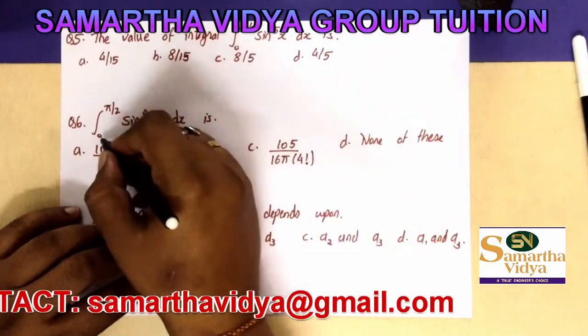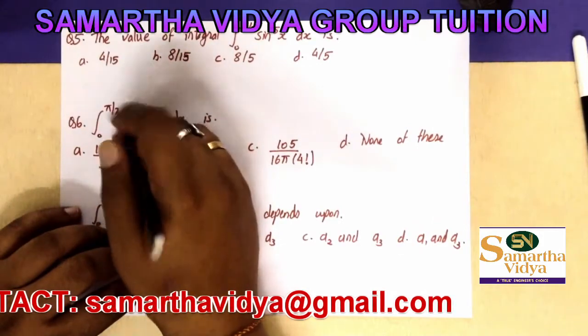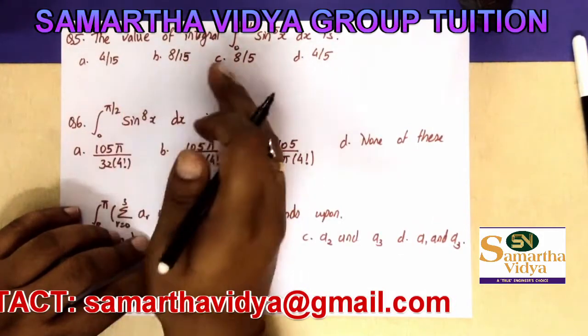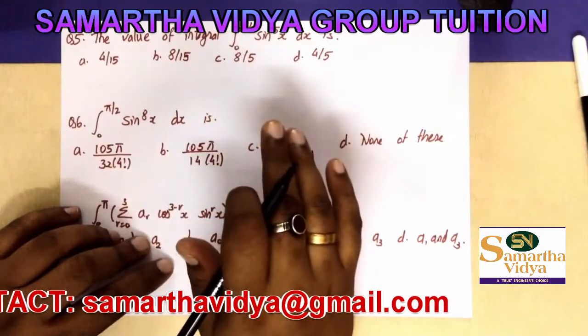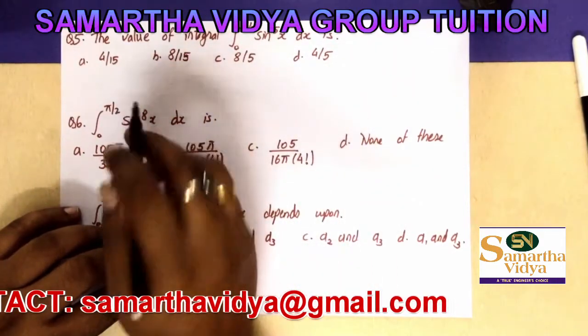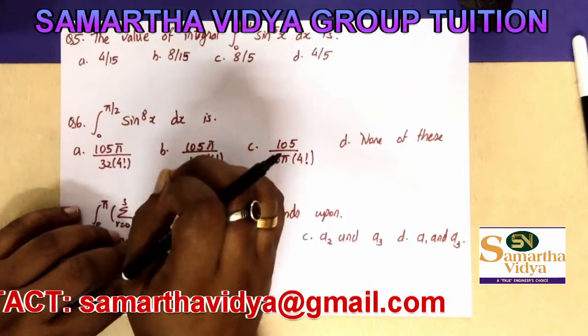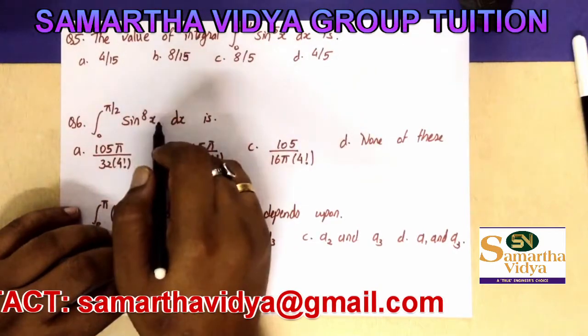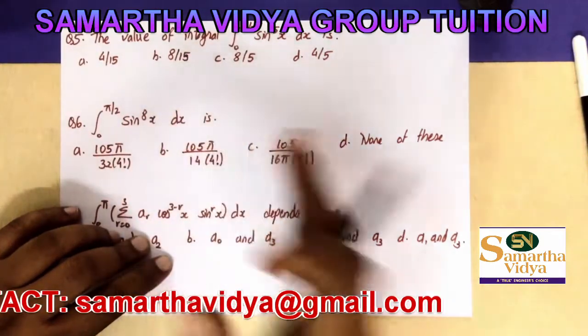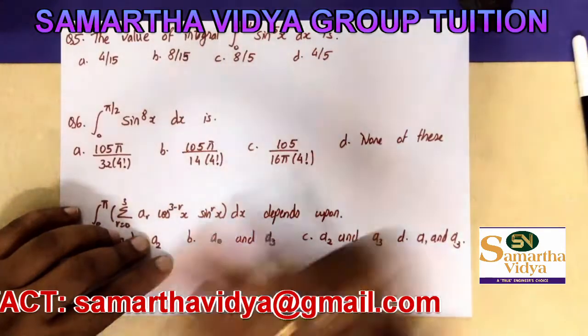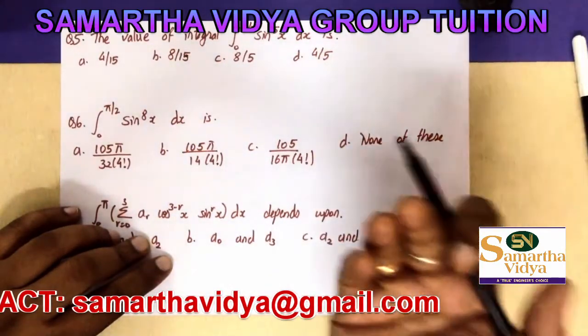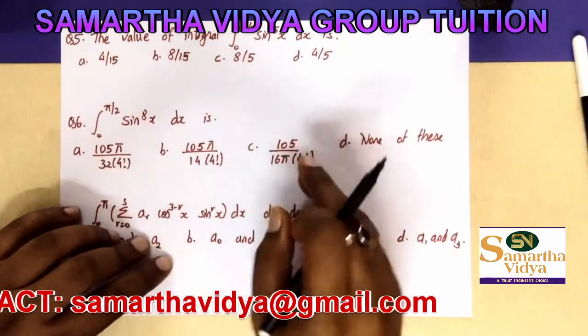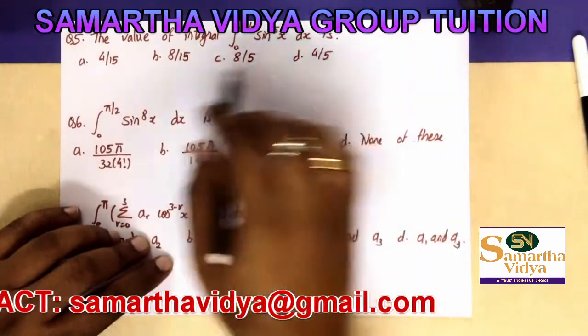First thing is that the limit should always be 0 to pi by 2. There is no other way in which we can apply it. So we always need it to be 0 to pi by 2, and inside the integration we can have a sine term or a cos term. So it can be sine raised to 8x or cos raised to 8x, any of those combinations.